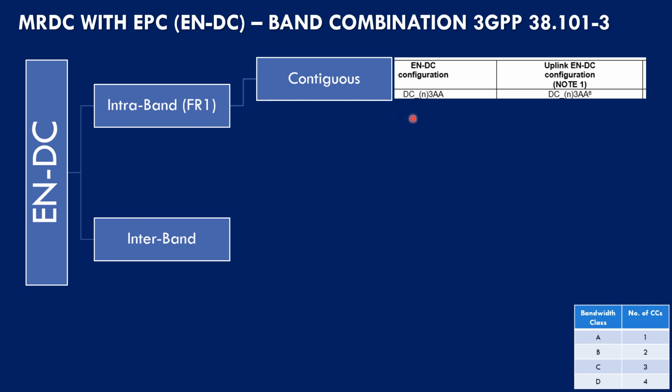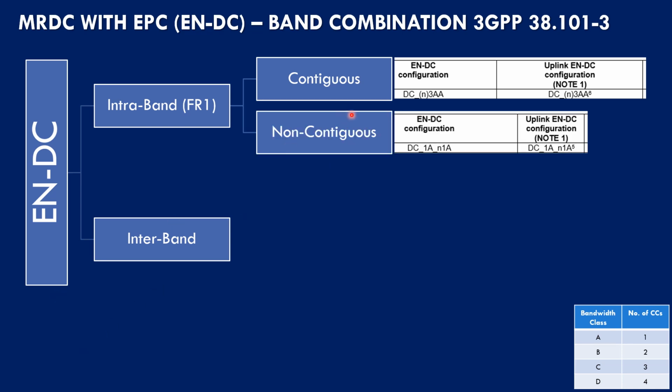So this is how it is written in the 3GPP table. DC stands for dual connectivity, underscore N3AA. So it should be read as: the band is band 3. Band 3 is common for NR as well as LTE, and AA stands for the number of CCs. So each technology, NR and LTE, in band 3 is supporting one carrier. So this is how it is read. It is contiguous, so it is written as 3AA.